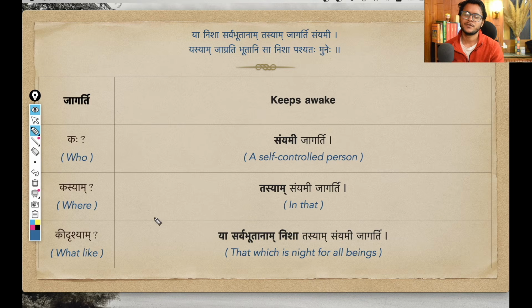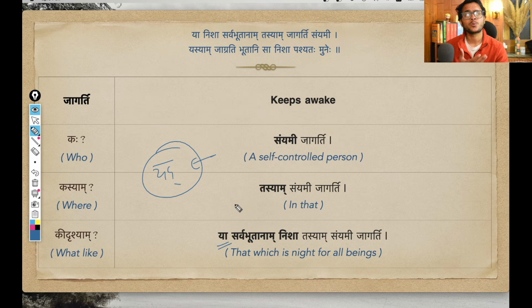Again, if we see these words, so ya, this is coming from Yad Sarvanama. Yad Sarvanama means one who or that which. Because we are using this Sarvanama again for Nisha, this is again taking the Strilinga form, Strilinga Prathama Vibhakti Ekvachanam. So ya Nisha. Nisha again means Ratri, means night. So ya Nisha, that which is night.